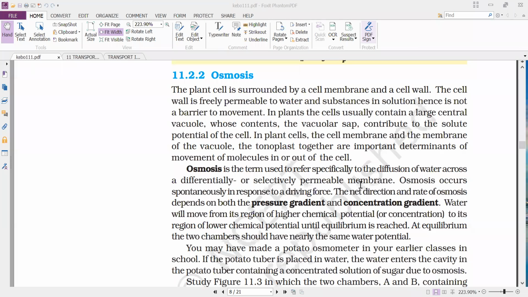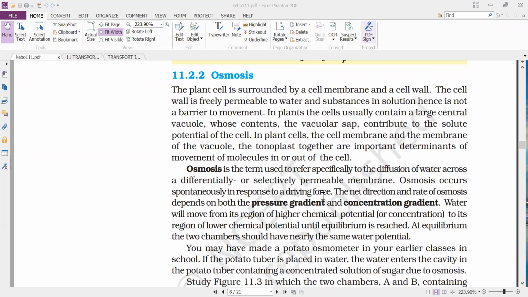That means the membranes which allow only certain molecules to pass through are called differentially permeable or selectively permeable membranes. So the term osmosis refers to the movement, or diffusion, of water across a selectively permeable membrane. Next, osmosis occurs spontaneously in response to a driving force.